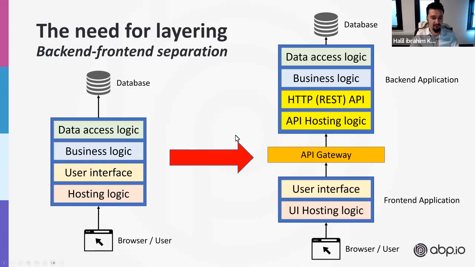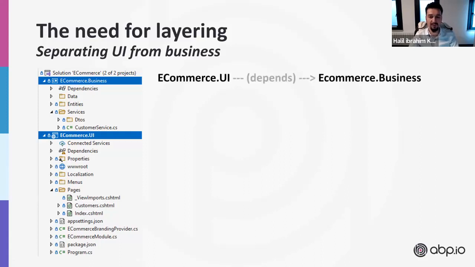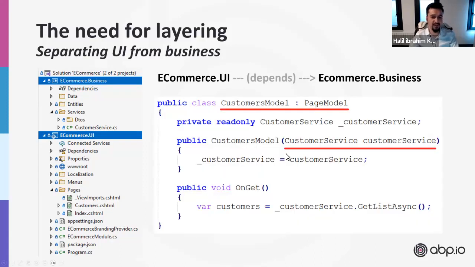So it's better to separate your business and UI layers from the first day. When you separate your business and UI layers, then the UI layer depends on the business layer in this .NET project. For example, in the user interface, in a Razor page model, you can just inject your service and use it. So in this way, they will be separated.